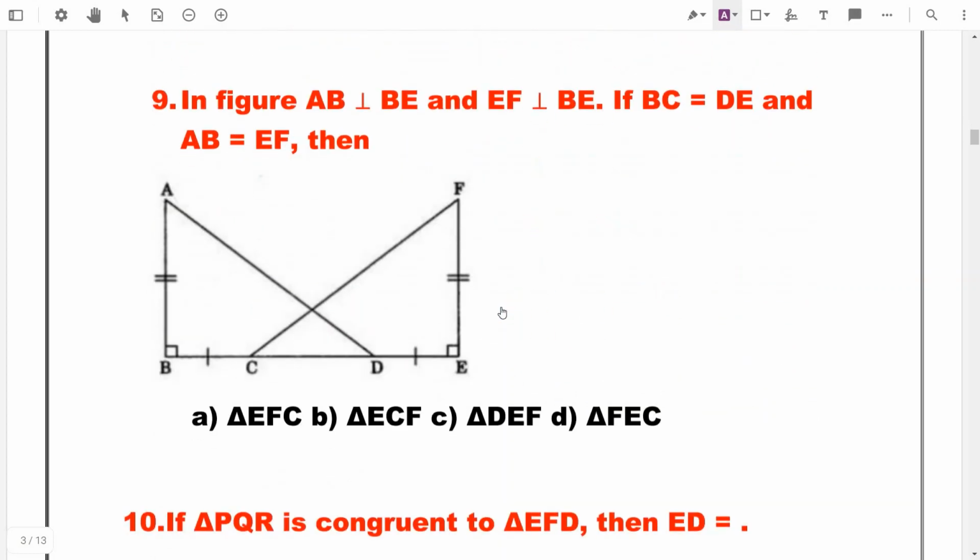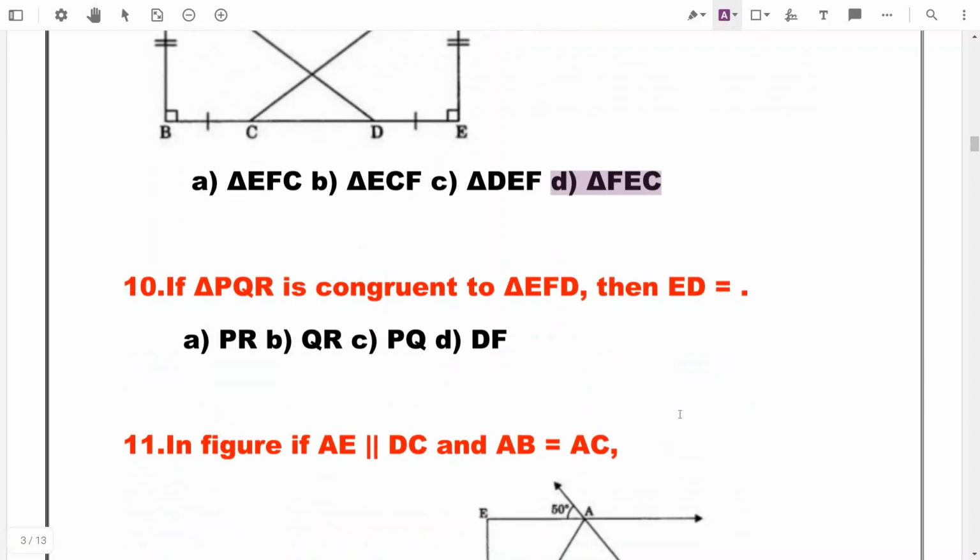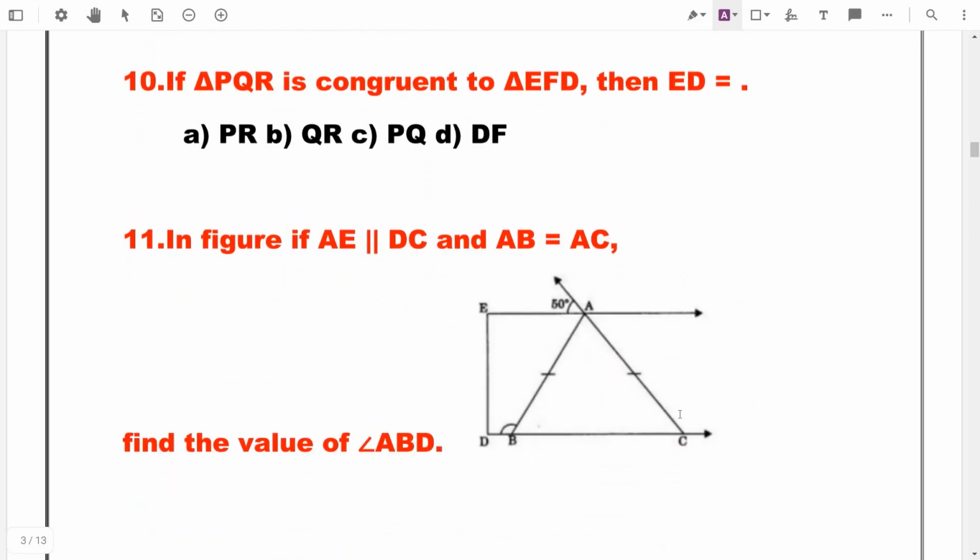Ninth question. In figure, AB is perpendicular to BE and EF is perpendicular to BE. If BC equal to DE and AB equal to EF, then triangle EFC, triangle ECF, triangle DEF, triangle FEC. Answer D. FEC. 10th question. If triangle PQR is congruent to triangle EFD, then ED is equal to... Answer PR.